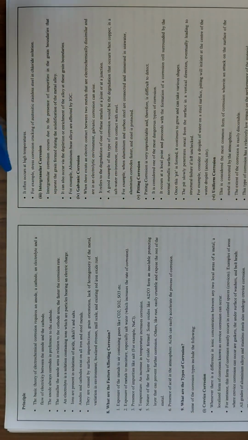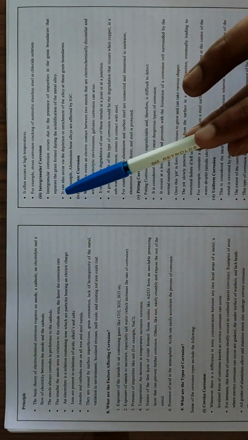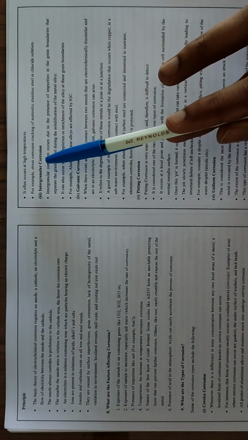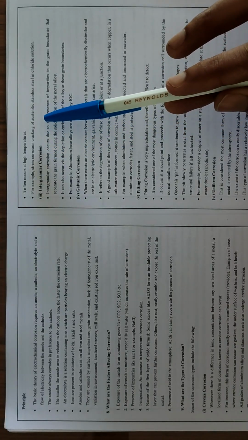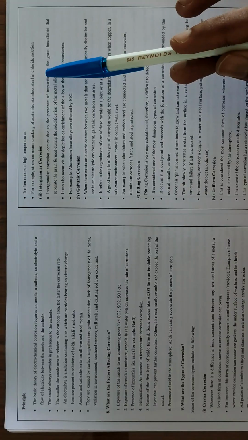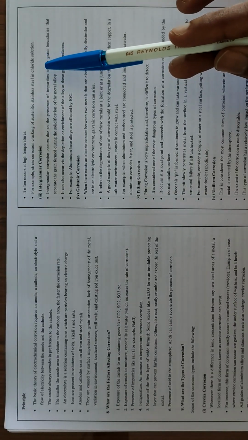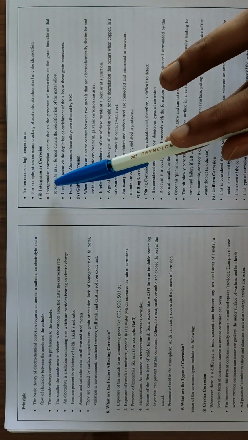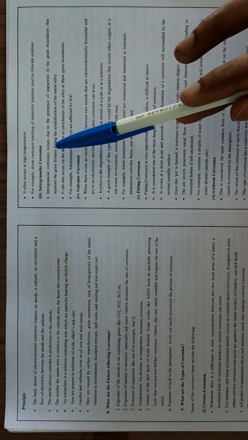It often occurs at high temperatures. For example, stress corrosion cracking of austenitic stainless steel occurs in chloride solution.